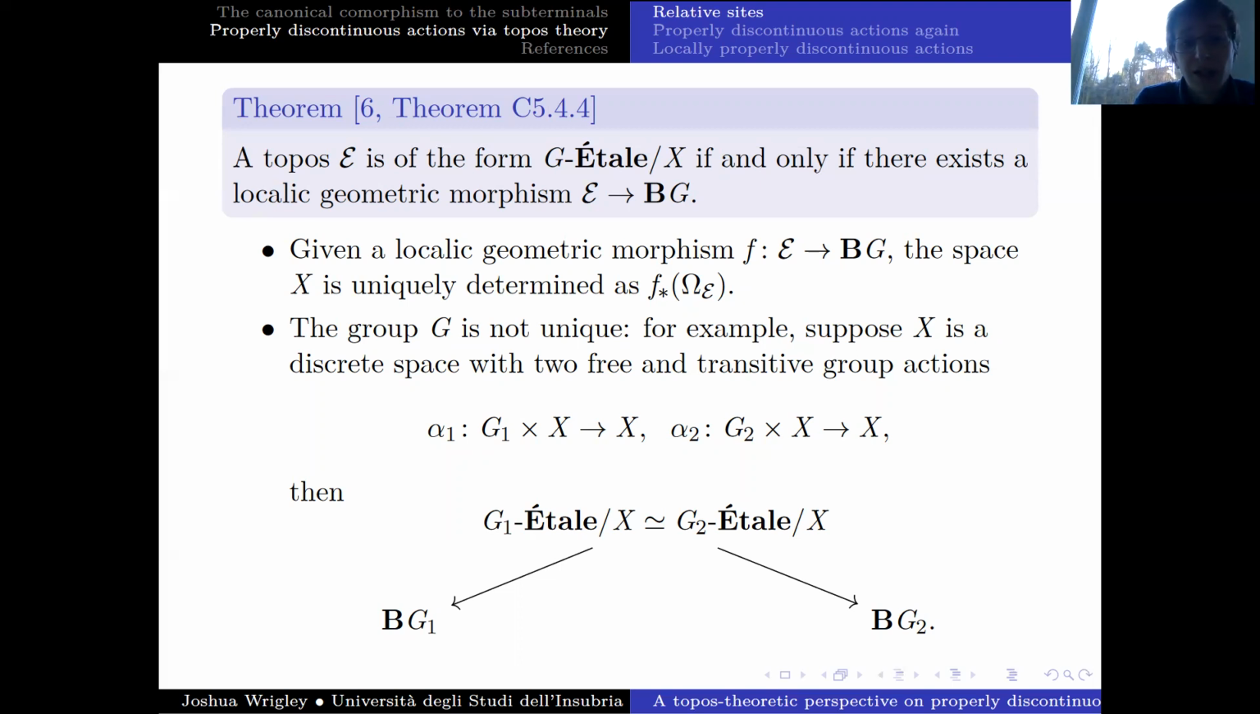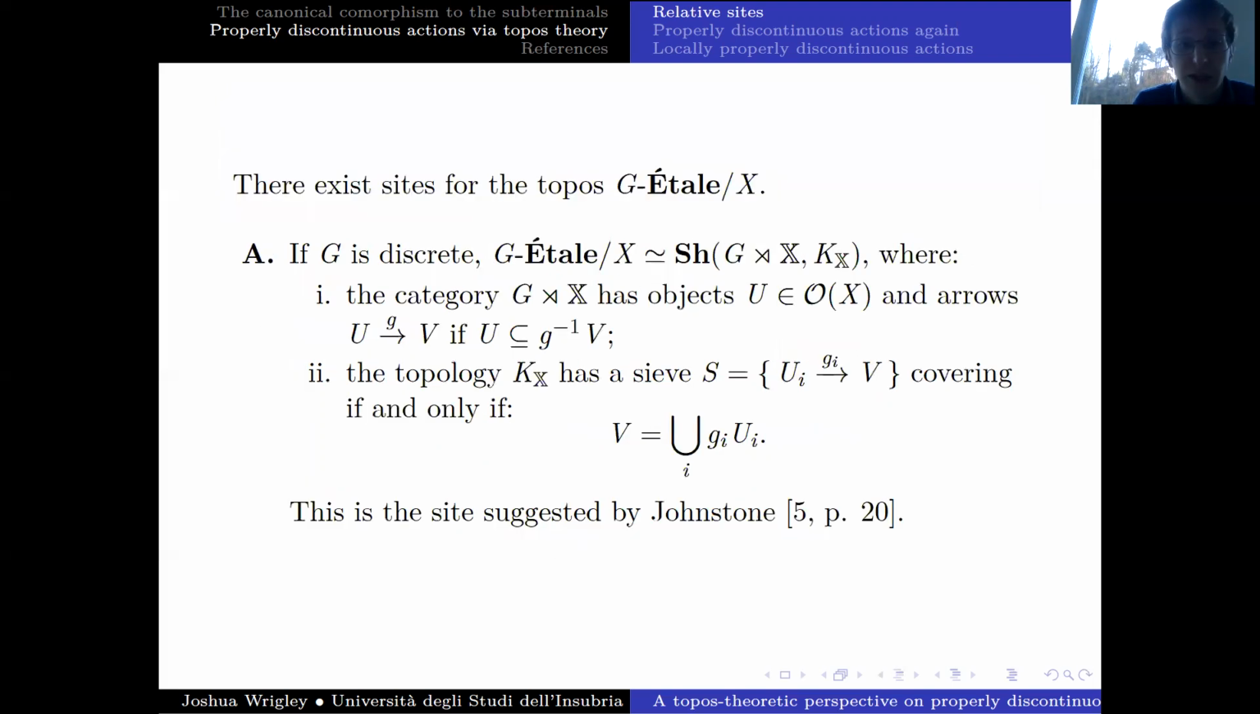But since we have a localic geometric morphism, we can use this to inform our choice of sites for the topos Geo(G) over X. So this site actually appears as an exercise in Johnstone's topos theory, but I'm repeating it here with new notation to hopefully get across that you can achieve this via relative site theoretic techniques. That is, you use the standard site for the topos BG, where G is discrete, and you consider an internal locale and then take the Grothendieck construction. You perform relative site theory.